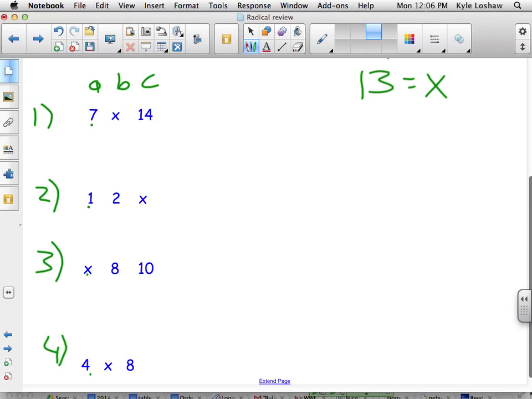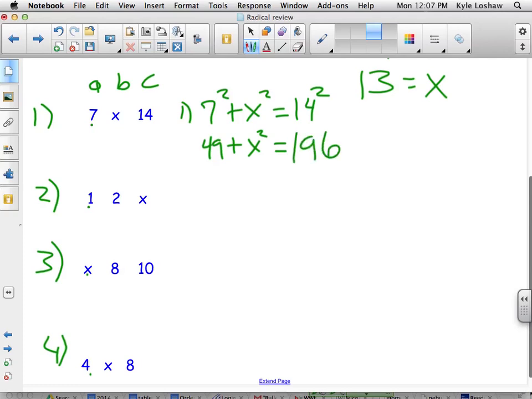So I'll help you out with this first one a little bit. This one's going to look like 7 squared plus x squared equals 14 squared. So that's our first problem right here. This is number 1. That's what it should look like. So we need to solve for x. This time, we need to get x by itself. So what are you going to do? Let's think about it. We know that 7 squared is 49 plus x squared equals 14 squared. I'm going to do it real quick. My calculator gave me 196.